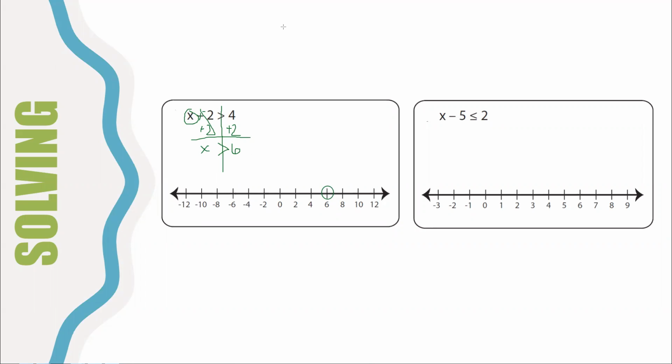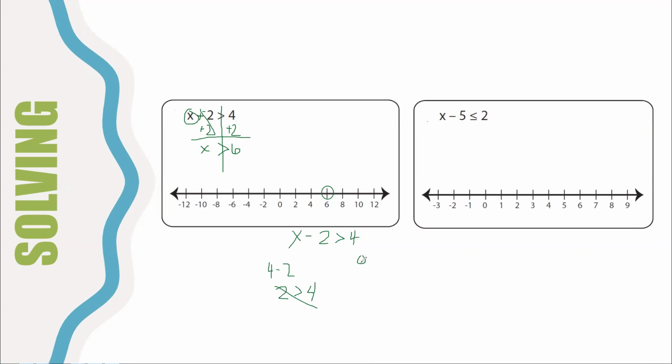Now I need to figure out, is this line going to the left or is it going to the right? So I'm going to pick 4 and 8 because those are the numbers to the left and to the right of where I graphed my circle. So my original problem says x minus 2 should be more than 4. So let's plug in a 4 first. So 4 minus 2 gives me 2. Is 2 greater than 4? No, it's not. So that means that this 8 is going to work out.